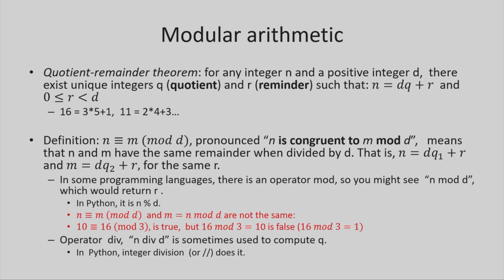Again, this might be something that you've seen before, that you could write a number as a product plus the remainder. So, for example, you could write 16 as 3 times 5 plus 1, 11 as 2 times 4 plus 3, or 16 alternatively as 4 times 4 plus 0. So in the first case, your d was 5, 3 times 5 plus 1. In the second case, your d was 4.